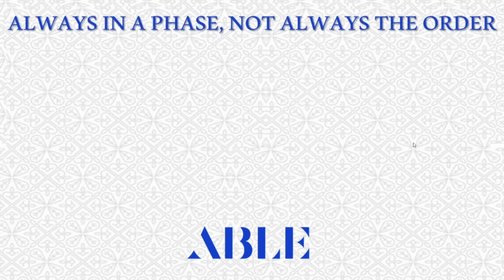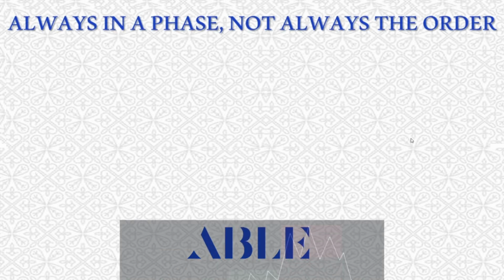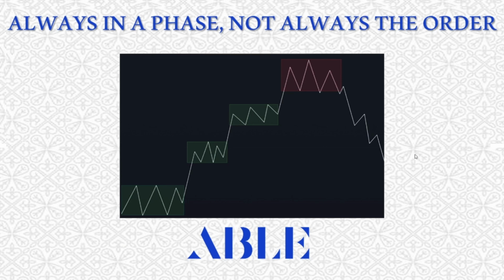So always in a phase, but not always the order. So what do we mean by that? We can see a little example here. It's important to remember that not every time the market goes through the accumulation phase, it will follow that model that we saw previously to a T. And this applies to all phases. For example, distribution, it could mark down, another distribution before, etc. So it's important to remember price can only move sideways, or it can go up or down.